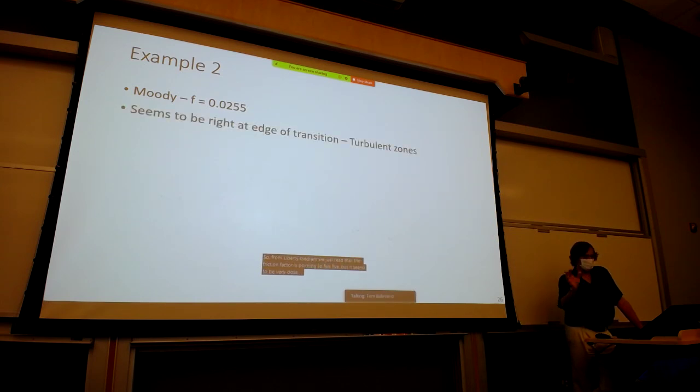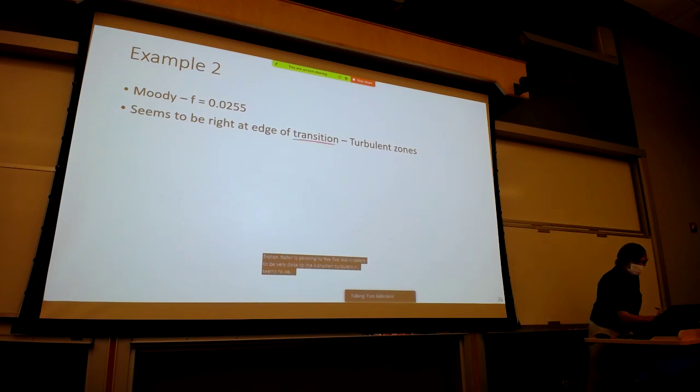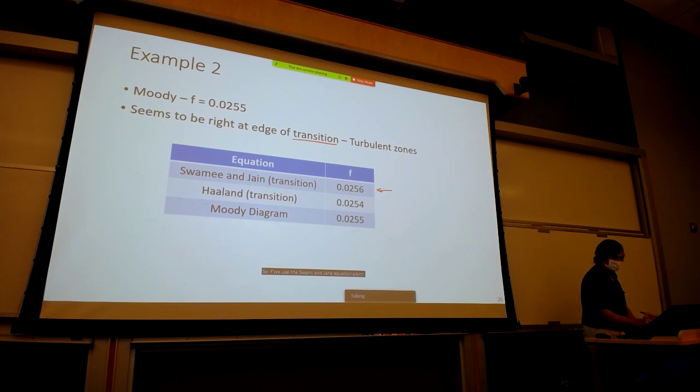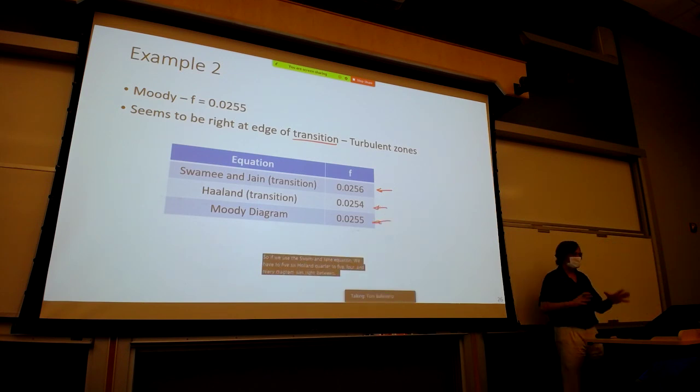but it seems to be very close to the transition turbulent. It seems to be in the transition zone. So you can use any of the equations in the transition zone, and they should give you the same thing you read off the Moody diagram. So if we use the Swamee-Jain equation, 0.0256, Haaland, 0.0254, and the Moody diagram is right between those two. Any one of those three is acceptable.